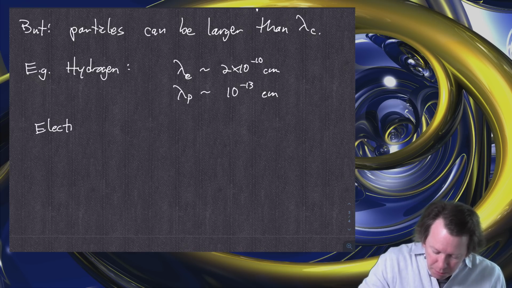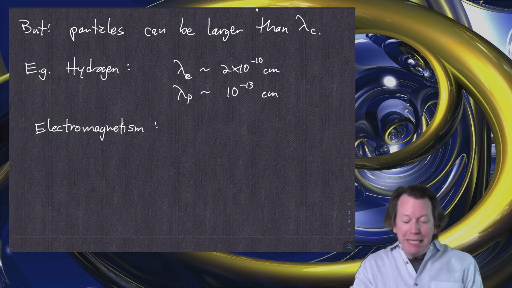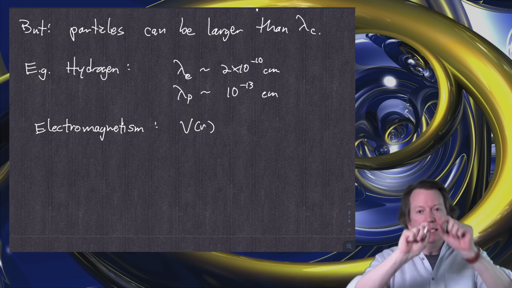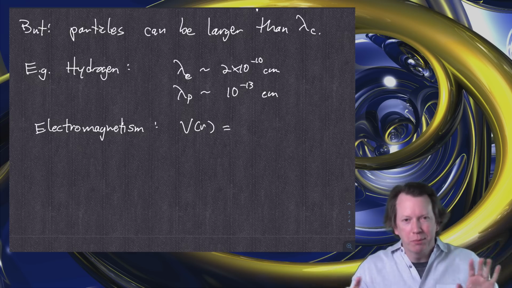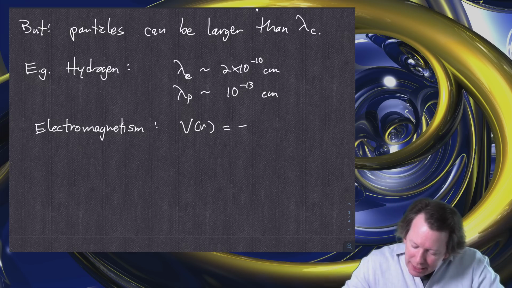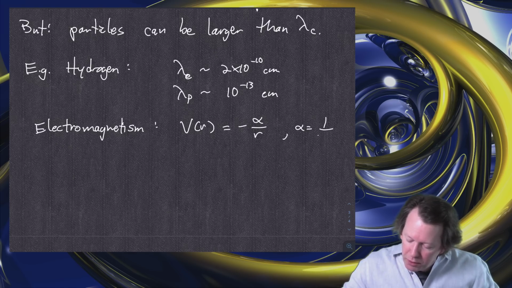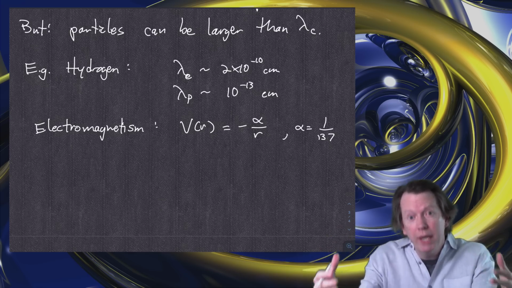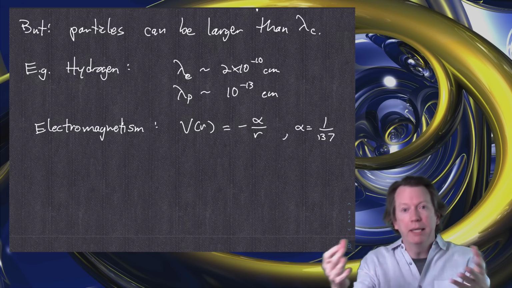Electromagnetism is what binds the electron to the proton, and electromagnetism has a strength. You can think of the electrostatic potential, V of R, as a function of the distance between two objects. One way of writing it, glossing over some constants of nature, is as minus alpha over R, where alpha is the fine structure constant, roughly 1 over 137. So alpha is the number that tells you the strength of electromagnetism. It tells you how important the electromagnetic force is when it comes to binding two things together.